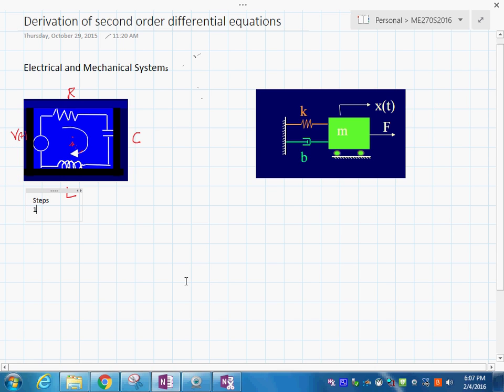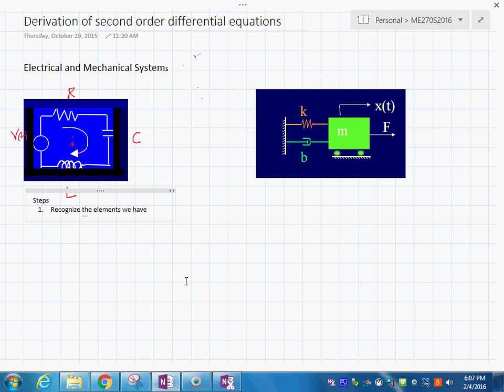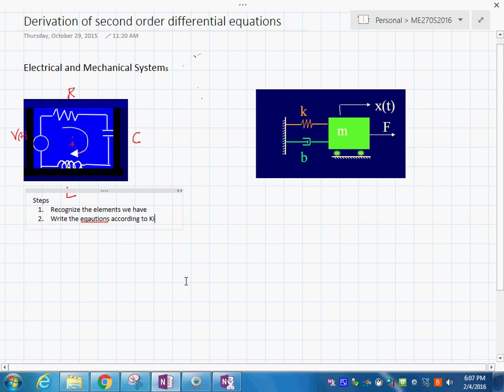The first step would be to recognize the elements we have. We have done that. So it's got an R element, a C element, and an inductor. Then the second thing we're going to do is to write the equations according to Kirchhoff's laws.